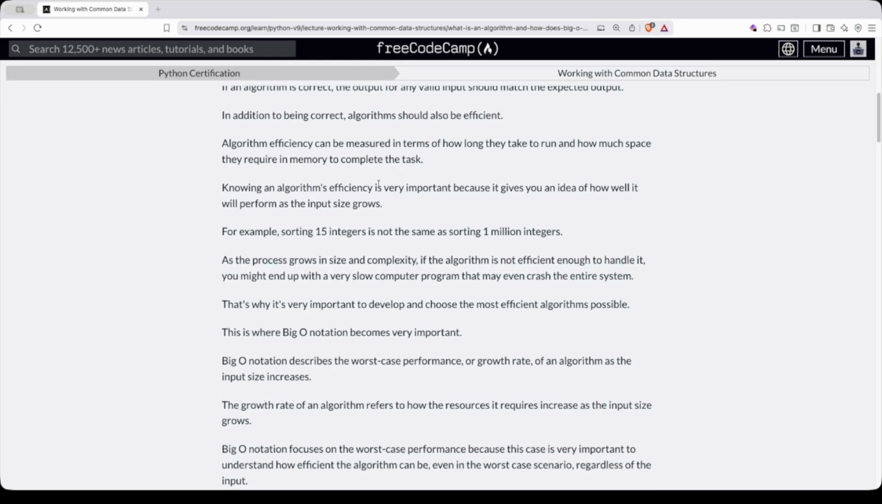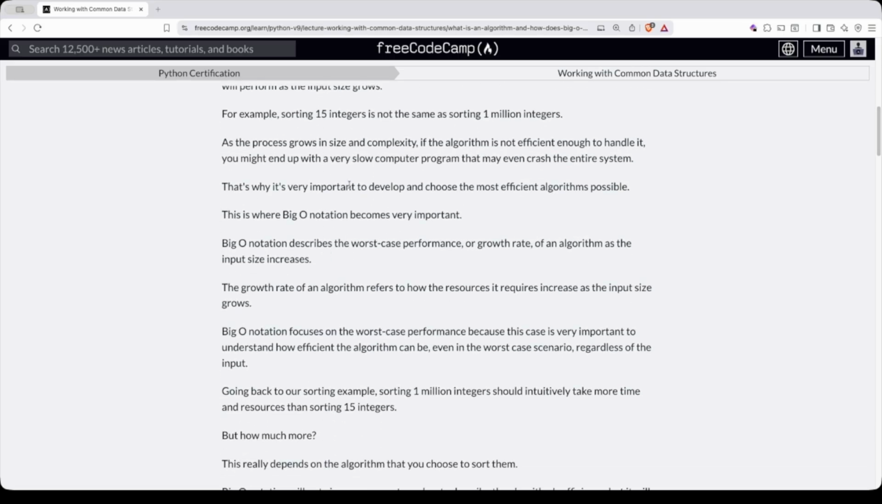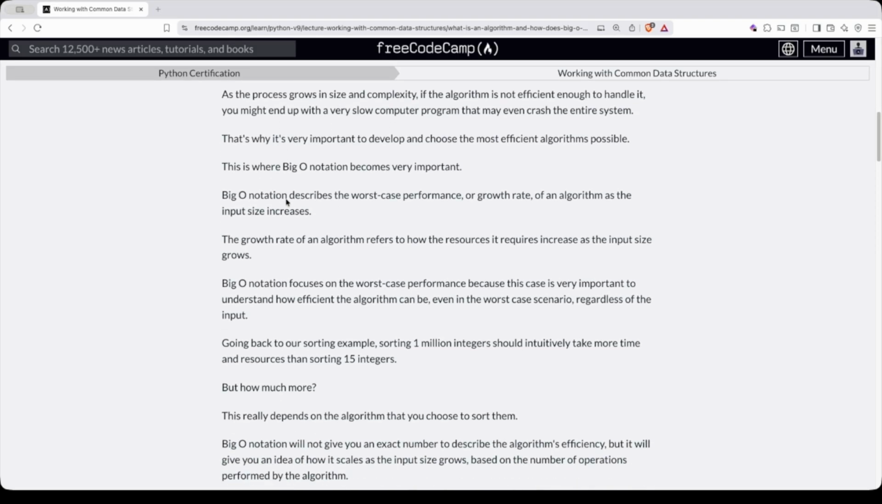Knowing an algorithm's efficiency is very important because it gives you an idea of how well it will perform as the input size grows. For example, sorting 15 integers is not the same thing as sorting 1,000,000 integers. As the process grows in size and complexity, if the algorithm is not efficient enough to handle it, you might end up with a very slow computer program that may even crash the entire system. That's why it's important to develop and choose the most efficient algorithms possible. This is where big O notation becomes very important.